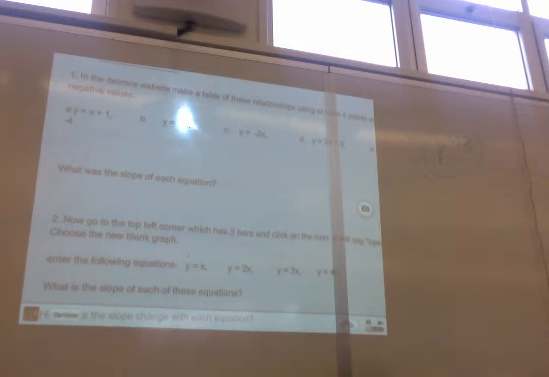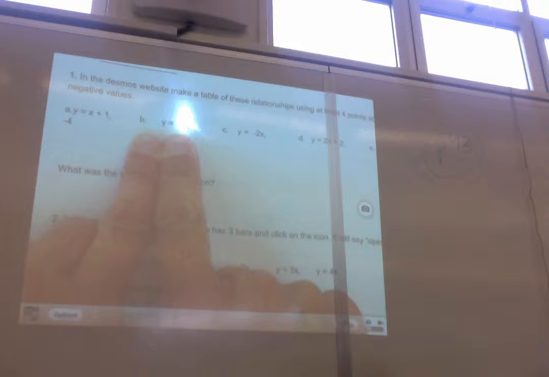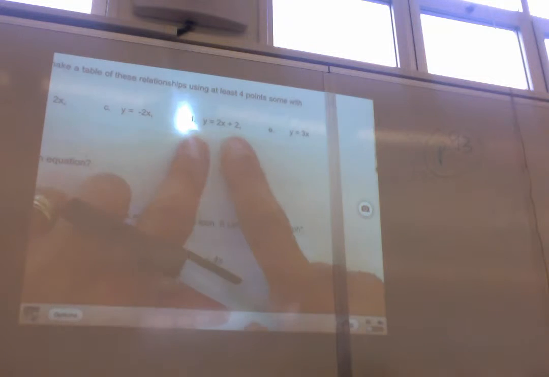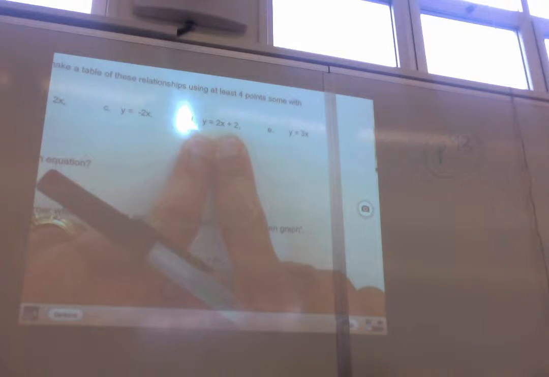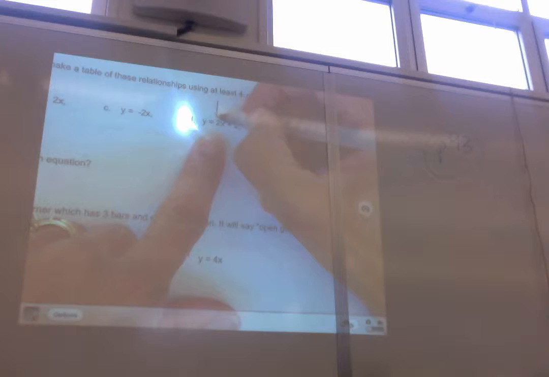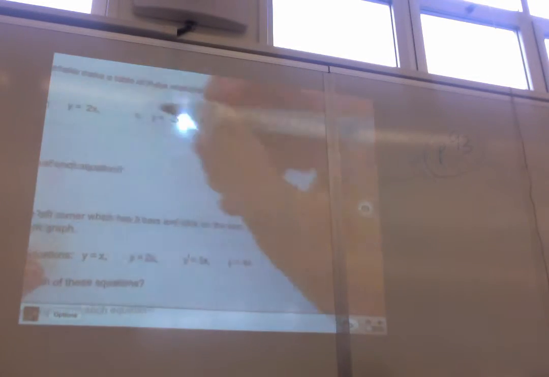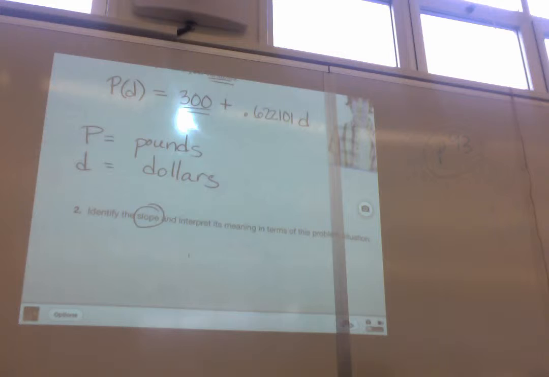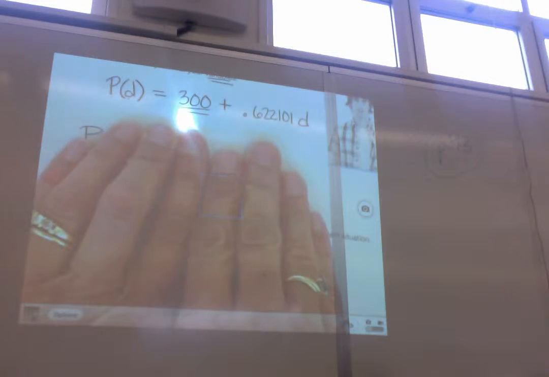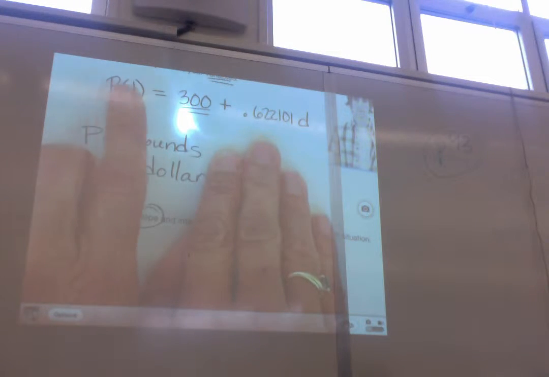Where was the slope at? Say we were looking at b right here. Where do we find the slope? In front of the x. And then d was a slightly more complicated linear equation, but where would we find the slope? 2x. In front of the x again. So in front of the x here, and in front of the x here. In this function, folks, take a look. We don't have an x. What do we have instead of an x? A p. We have a p way over here. That's kind of like our y.